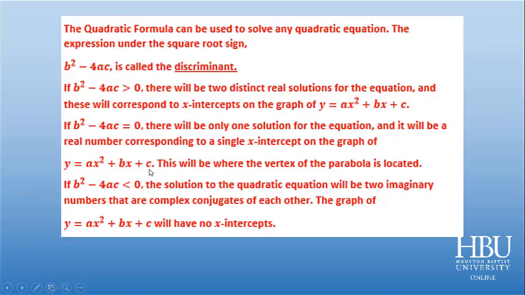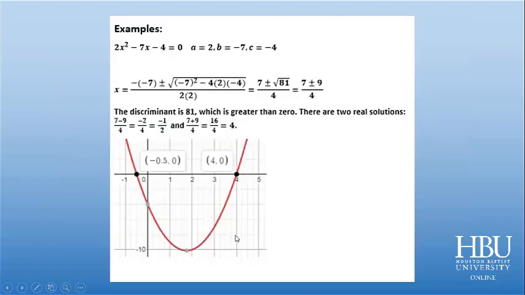That graph will be a U-shaped curve called a parabola, and this single solution to the quadratic equation will correspond to the vertex of the parabola when the discriminant equals 0. If your discriminant is less than 0, the solution to the quadratic equation will be two imaginary numbers that are complex conjugates of each other. Because they're not real numbers, the graph of y equals ax squared plus bx plus c will have no x-intercepts.